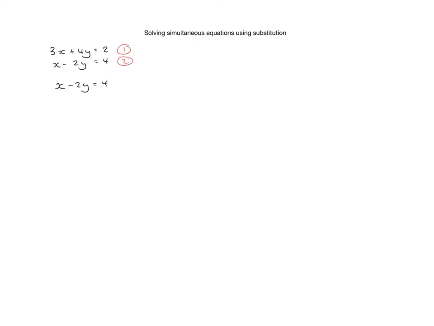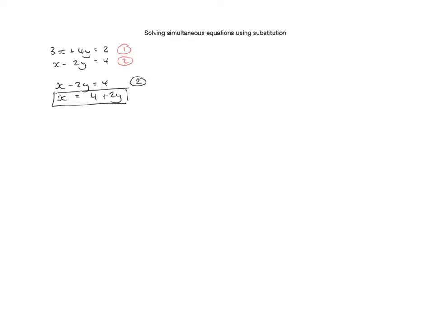So if I do that, what I'm going to get is x is equal to, I've got to take the 2y across, so it's 4 plus 2y. And I now have an x in terms of y. Now I used equation 2 there, guys, so what I need to do is substitute this into equation 1. I'm going to sub this expression in wherever I see an x in this equation. So let's sort that out.